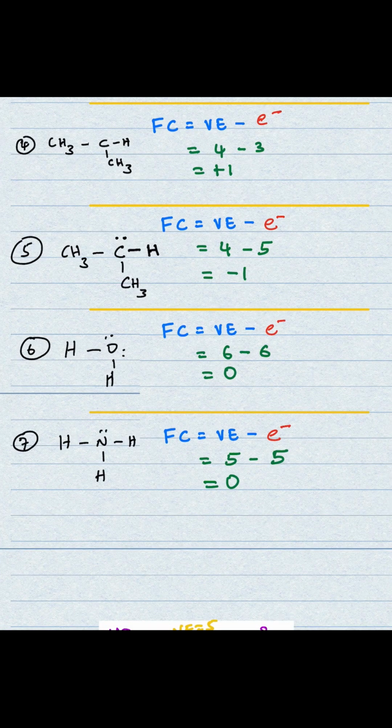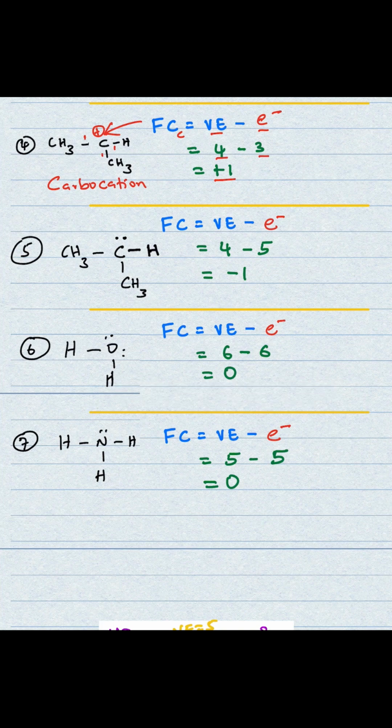Next, we're looking at this carbon here. We're trying to determine its formal charge. Again, we use the formula, valence electrons minus the number of electrons. We know that carbon is in group 4A, therefore the valence electrons are 4. The number of electrons around this carbon: it has 3 bonds, and for each bond you count 1 electron, so that's a total of 3 electrons. 4 minus 3 gives you plus 1, and therefore that carbon has a plus charge. That's called a carbocation, where you have a positive charge on carbon.